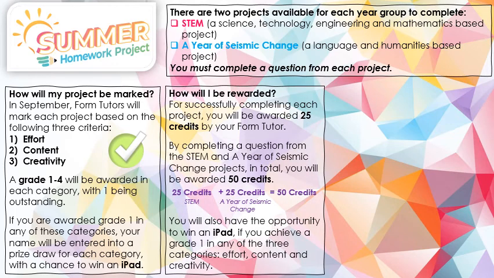So to the best bit then, how will you be rewarded? So for completing each project, you will receive 25 credits from your form tutor. So 25 credits for the STEM project and 25 credits for completing a year of seismic change project. So in total, by completing these two projects, you will be eligible for 50 credits come September. That is equivalent to a bronze certificate.